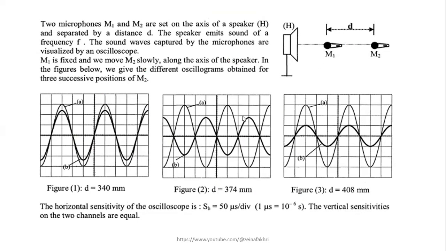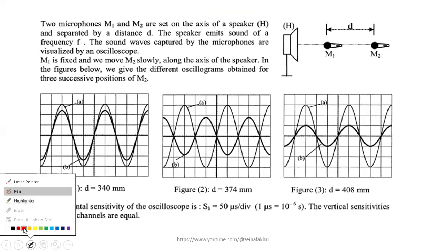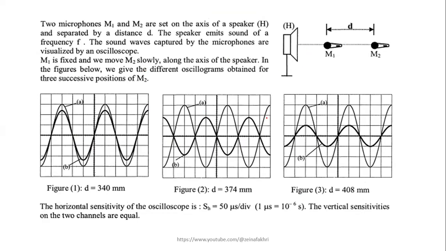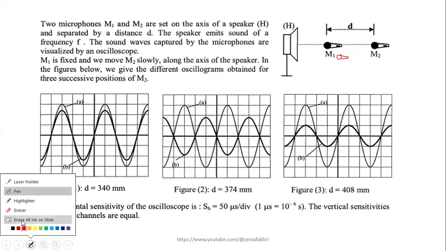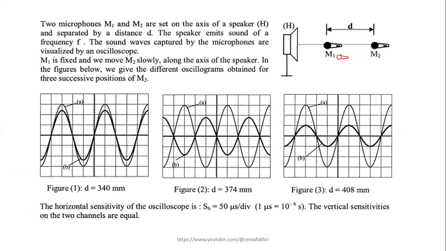So first of all, let's understand what these oscillograms mean. The first thing we notice is that when M1 and M2 were at a certain distance, let's suppose for example here, these two microphones were in phase. This is figure 1. Then we start moving the microphone M2, so we obtain figure 2. And then we move it another time and we obtain figure 3.